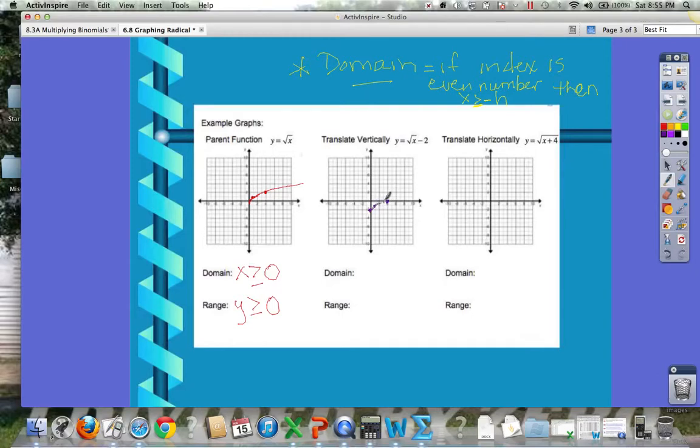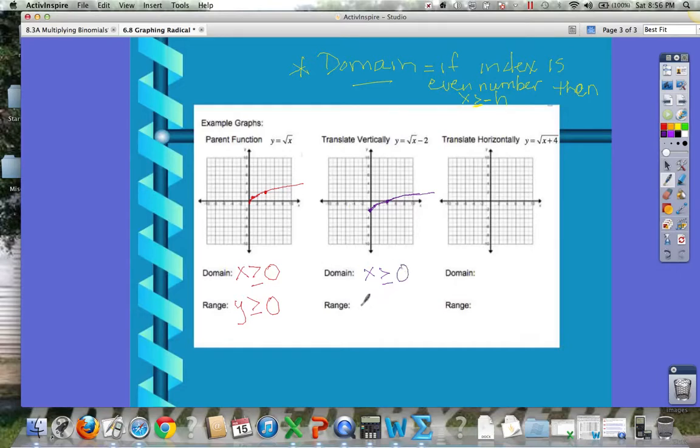So it should go like that. And it's still a little off because I'm writing with this pen, which is a little funky. All right, so now our domain is going to be x is greater than or equal to. We did not shift any further left, so it's still going to be greater than or equal to 0.